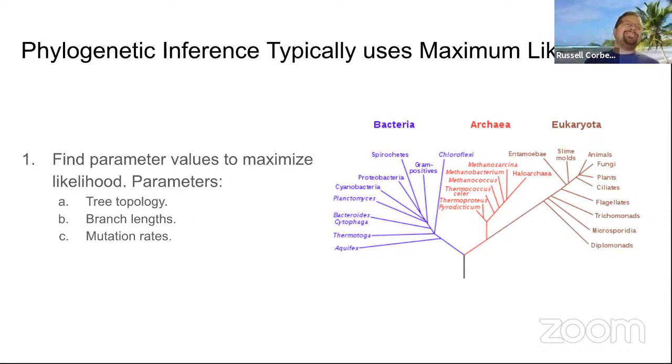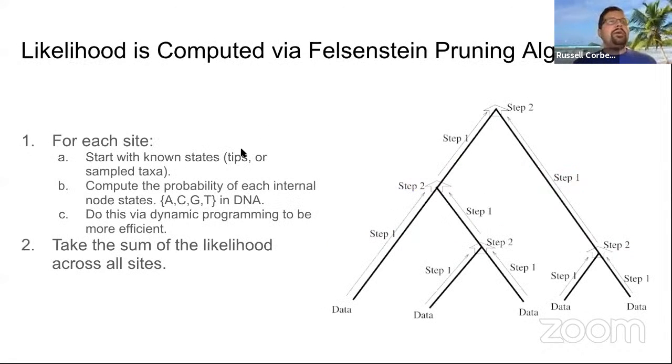But the basic idea behind this is that you want to find the parameter values that maximize the likelihood of the tree. So these parameters might include things like the tree topology, the branch lengths, and the mutation rates. And so it's actually a pretty easy problem if you have a fixed topology to just optimize the mutation rates and branch lengths. It's a much, much harder problem if you don't know the tree topology and you have to search tree space, because what happens is you have to move stuff around, recompute the likelihoods, and it could take quite a while.